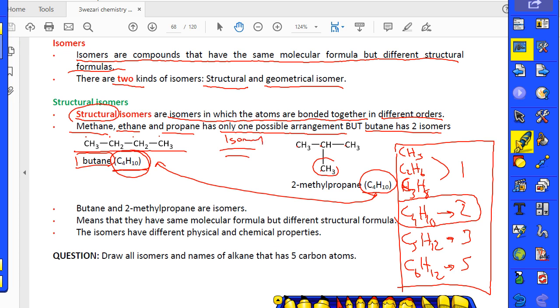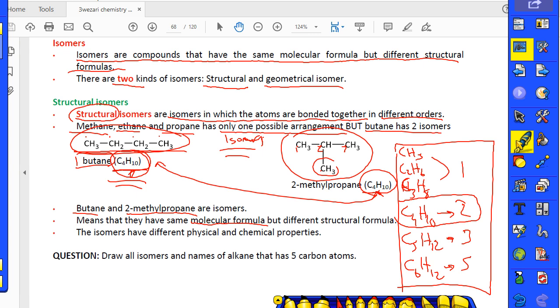What's the name of it? Also, we learned that one. 1, 2, 3. On the second carbon, we have an alkyl group. 2-methylpropane is the name of this substance. So if the molecular formulas are the same and the structures are different, we can call this type of substance structural isomers. Yes, butane and 2-methylpropane are isomers because they have the same formula but different structure. They have the same molecular formula but different structural formula. The structure of this and the structure of this are different.